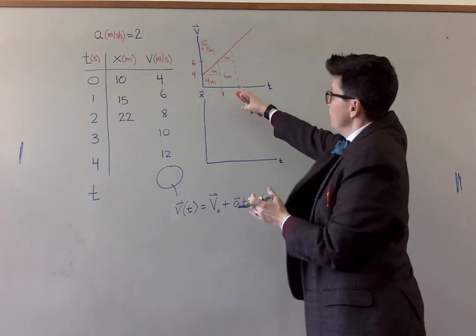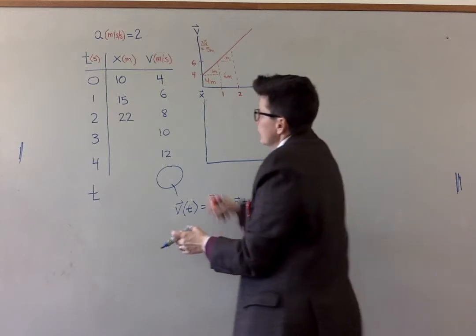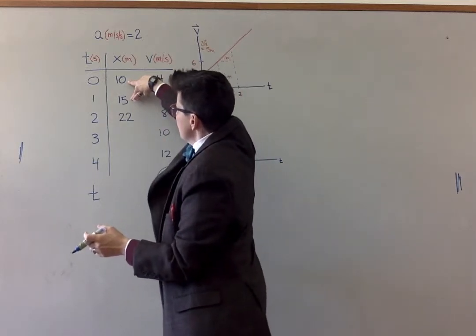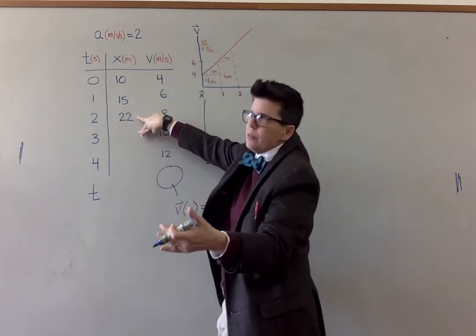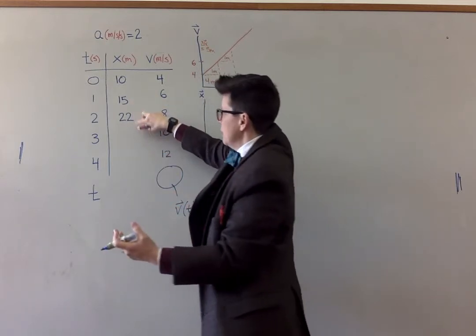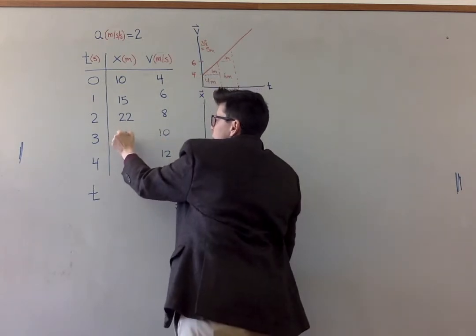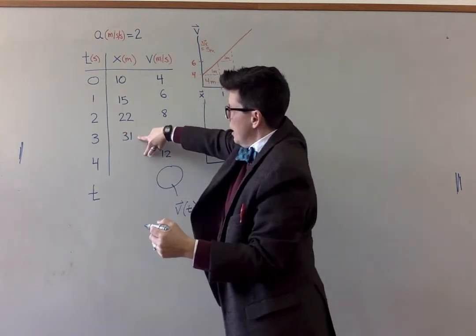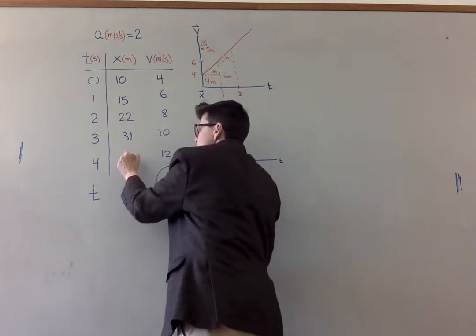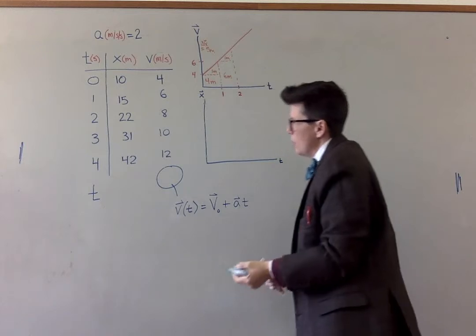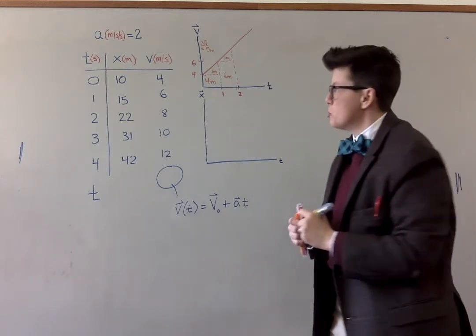On the velocity time graph, there's actually a little shortcut I can do here. Do you notice that this delta x is 5, this delta x is 7? I need now to continue that pattern. The next delta x will be 9, 22 plus 9, 31. Now I need a delta x of 11, 42, and so on.